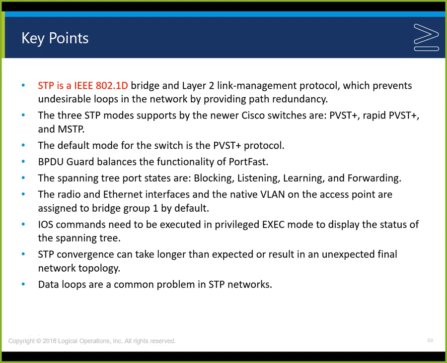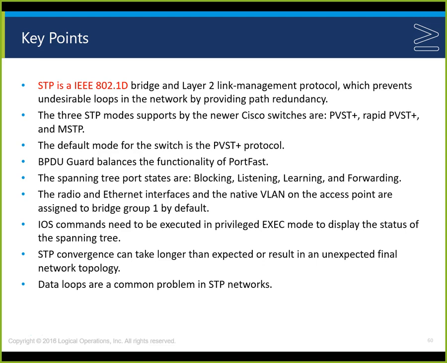Radio and Ethernet interfaces and the native VLAN on the access points are all assigned to bridge group 1 by default. We can change the native VLAN. We looked at how to do that. If we do change the native VLAN, that's one that has to be manually changed on both sides of the trunk port, otherwise we'll get a native VLAN mismatch. IOS commands need to be executed in privileged EXEC mode to display the status of spanning tree, and the convergence can take longer than expected if we have an unexpected final topology. The topology is not what we thought it would be.